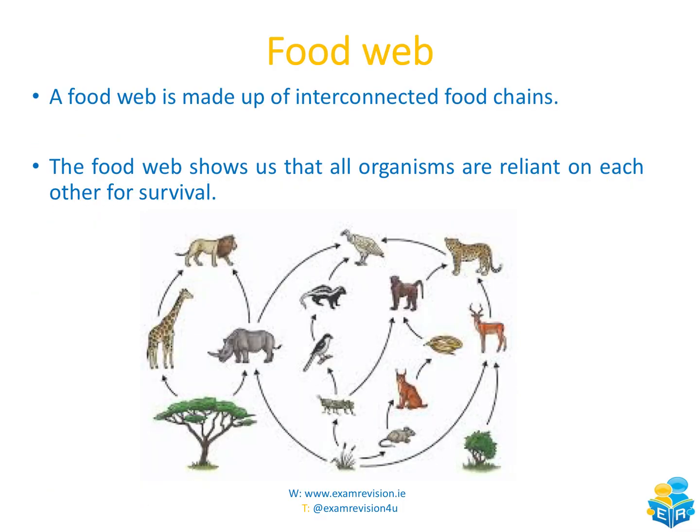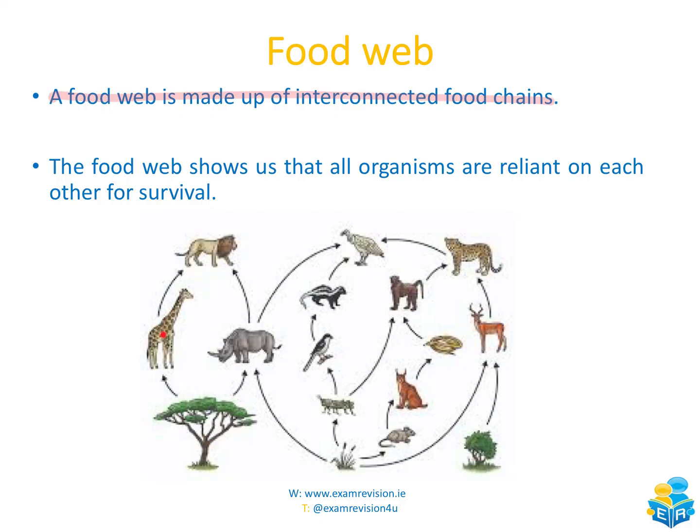Now, a food web is very similar because this is just made up of numerous food chains. Okay, so a food web is made up of interconnected food chains. The food web will show us all of the organisms are reliant on each other for survival. So let's have a look at a couple of food chains.